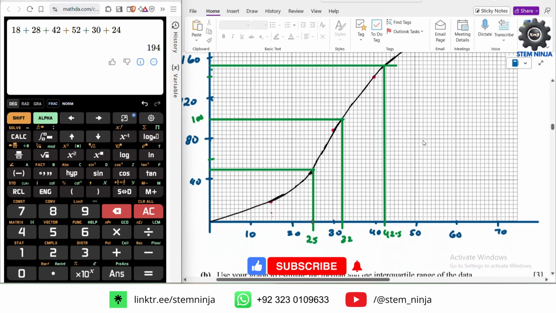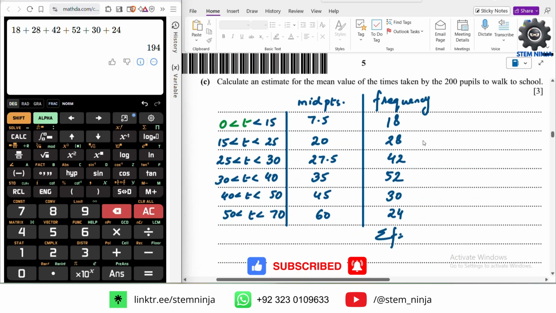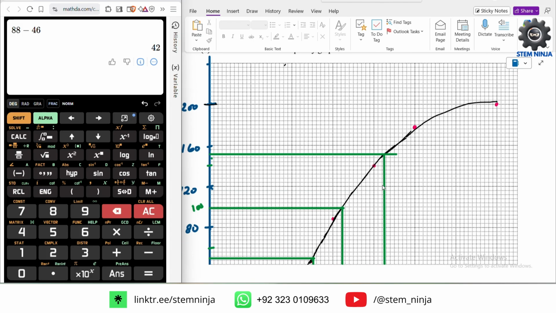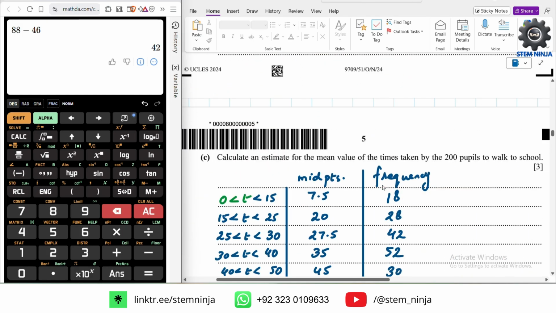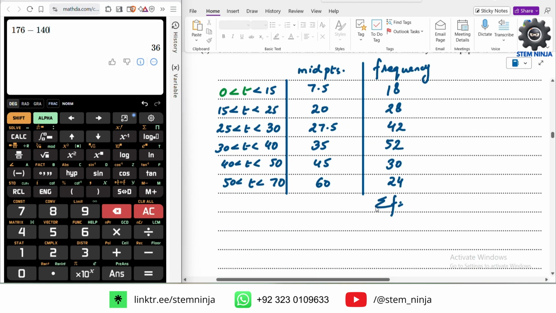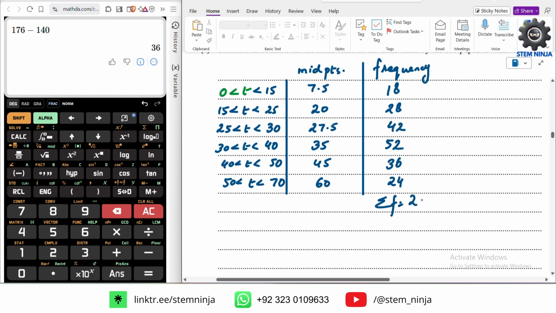Was it 18? 46 minus 18 is 28. 88 minus 46. Oh, this was 42. No, we wrote that correct. Then we have 140 minus 88, 52. 176 minus 140, 36. Oh, 36. This was 36. Sorry. Oh, right. Now we get 200. Okay.